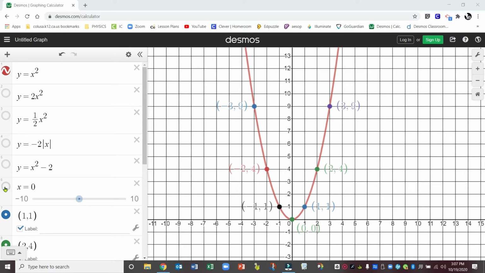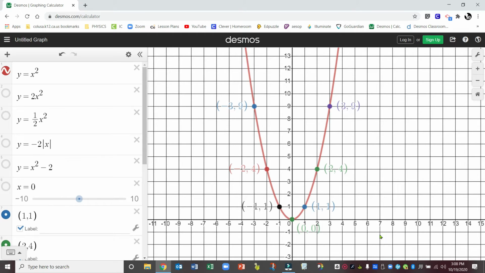You can see that it has an axis of symmetry at x equals 0, which makes the left side a mirror image of the right side. And you can see that it goes through the points 1, 1, 2, 4, and 3, 9. And on the other side, it goes through the points negative 1 and 1, negative 2 and 4, negative 3 and 9. And so right now, what can we say about the domain and the range of this problem?